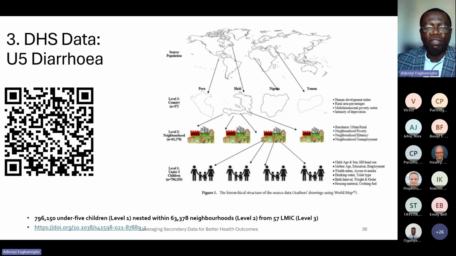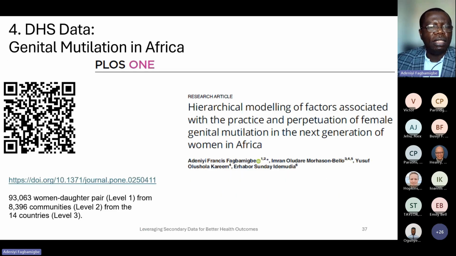This is another example, of female genital mutilation in Africa, whereby we are looking at, number one, women that have had their genitals mutilated and are still doing it to their own children. Because it's not a big issue in the UK, but it's a big issue in low and middle income countries.